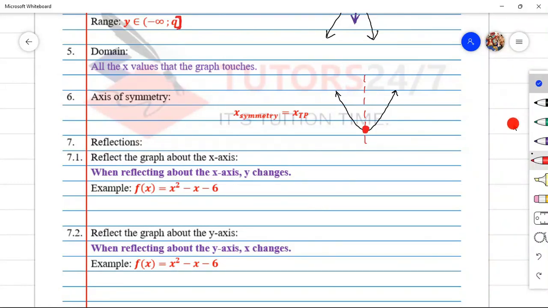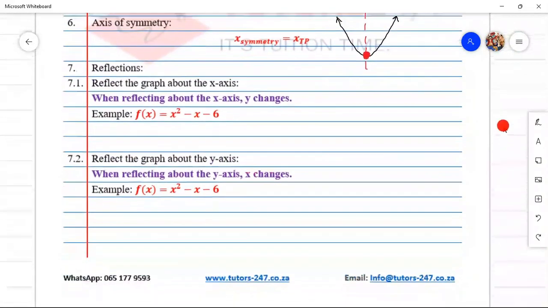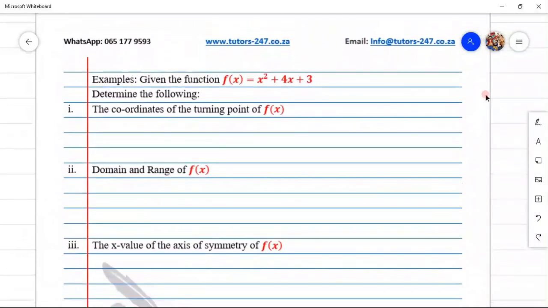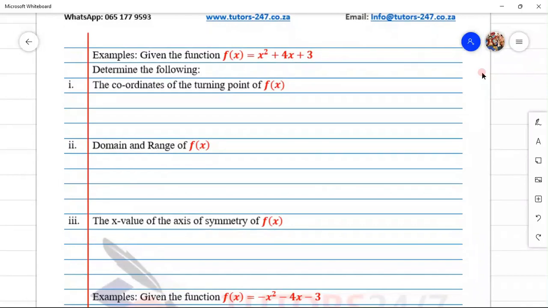Now, with that out of the way, let us move on to our examples. So our first example is given the function f of x equals x squared plus 4x plus 3, determine the following. So we need to find the coordinates of the turning point of f.